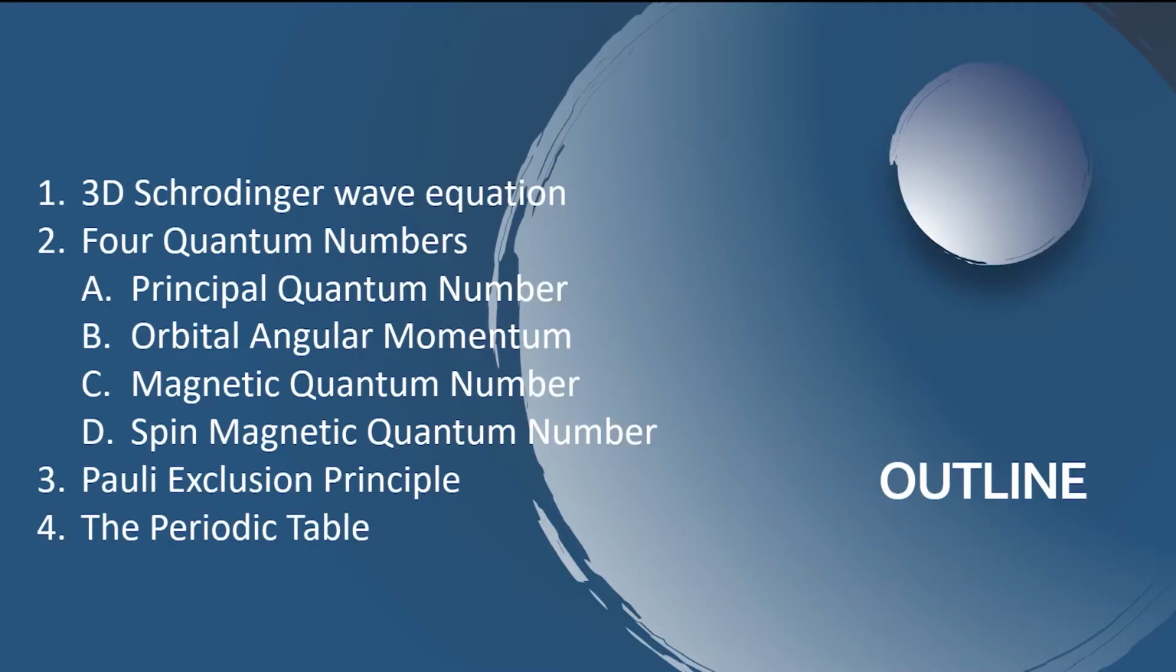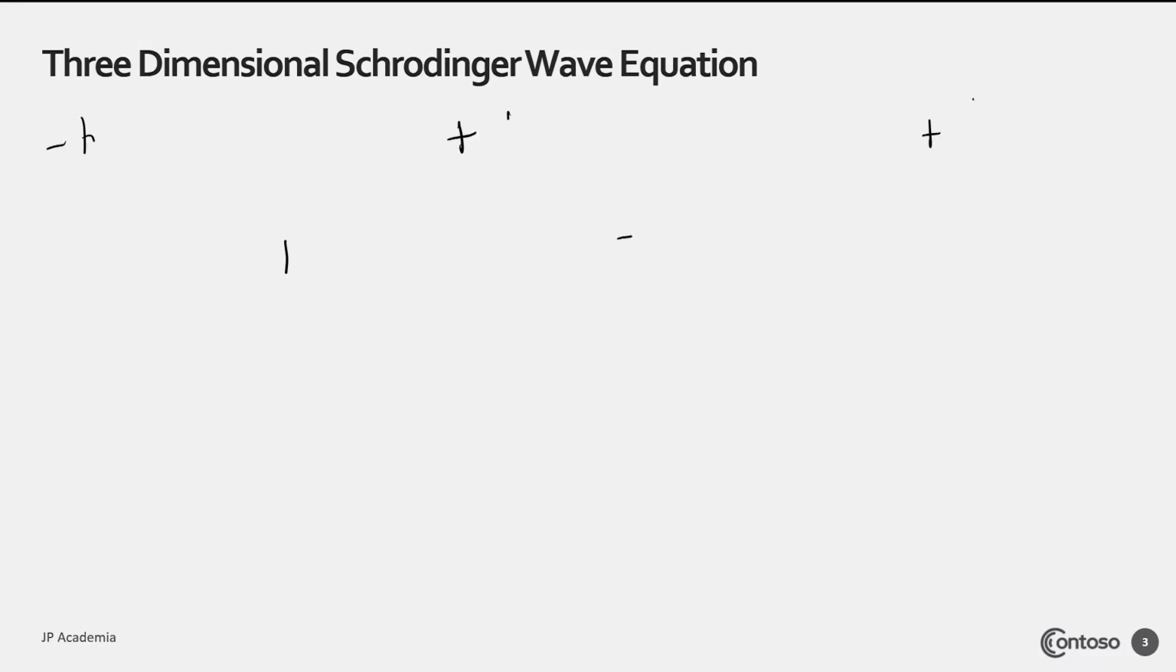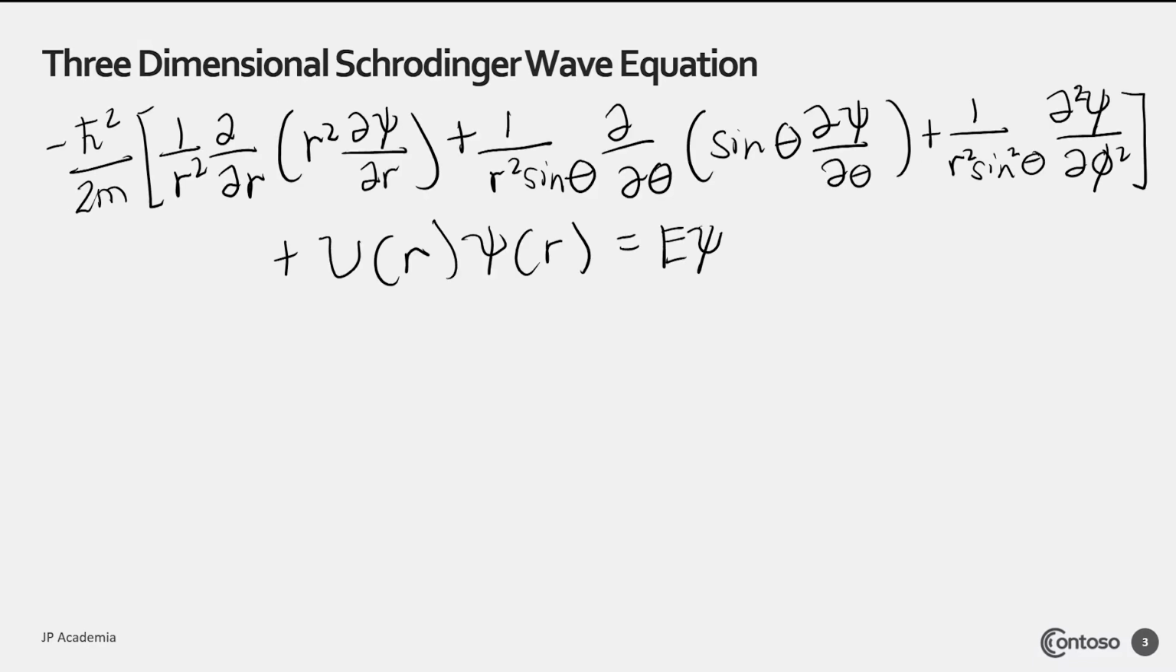And this is the outline of this lecture. Let us start by introducing the Schrodinger wave equation, formed in three dimensions, expressed in spherical coordinates. You may pause this video if you want to explore this quite long equation. This can be solved for a hydrogen atom with a potential energy function as shown. So U is equal to negative ke squared over r.